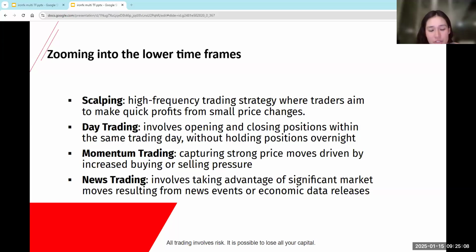And lastly, of course, news trading, which I briefly talked about, which obviously involves taking advantage of significant market moves that result from news events or economic data releases. Traders will tend to closely monitor news announcements and enter positions based on the impact of the news on the market. So you'll aim to capitalize on the price volatility post announcement or post data release, and the rapid market reactions that occur immediately following news releases.